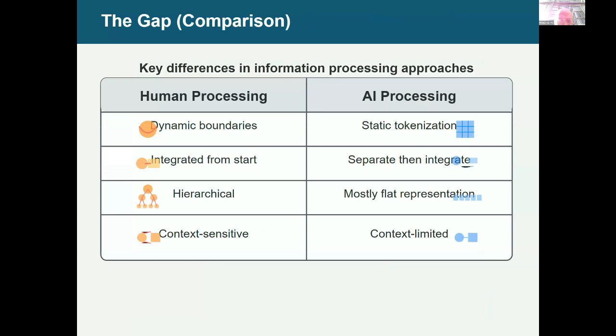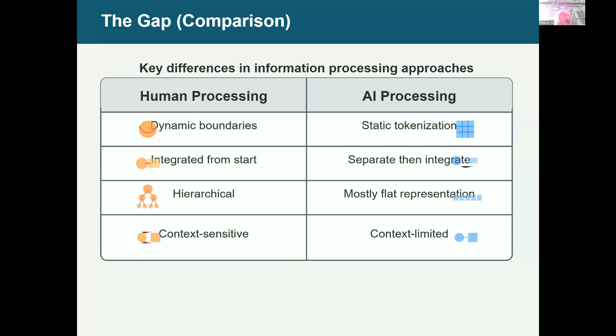This slide directly compares human processing with current AI approaches. The key differences are, first, humans use dynamic boundaries that adapt to content, while AI uses static tokenization that doesn't change based on what's in the image or text. Second, humans integrate information across modalities from the very beginning, while AI systems process each modality separately before integration.